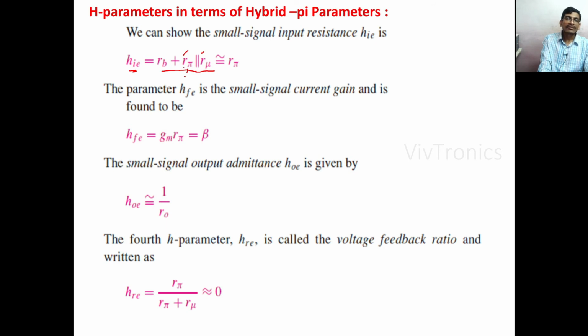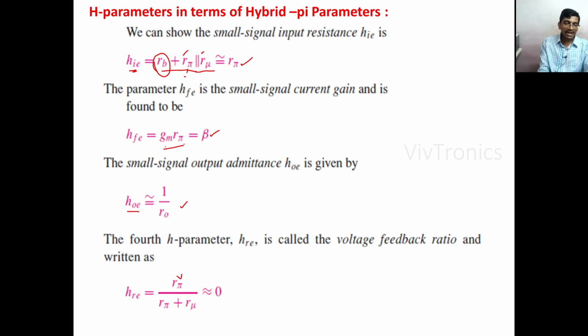Okay, and when compared with the Rπ and Rb, Rb is a small value. Therefore, this hie will be approximately equal to Rπ. And also the hfe is equal to gm into Rπ, that is equal to the beta, which we have already derived. This hfe value is equal to beta, that is nothing but gm into Rπ, and the hoe value is approximately equal to 1 by Ro, and hre, the reverse voltage gain, which is equal to Rπ by Rπ plus Rμ.